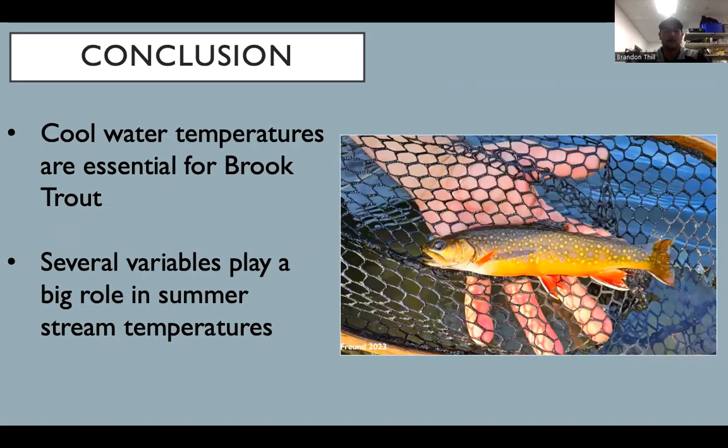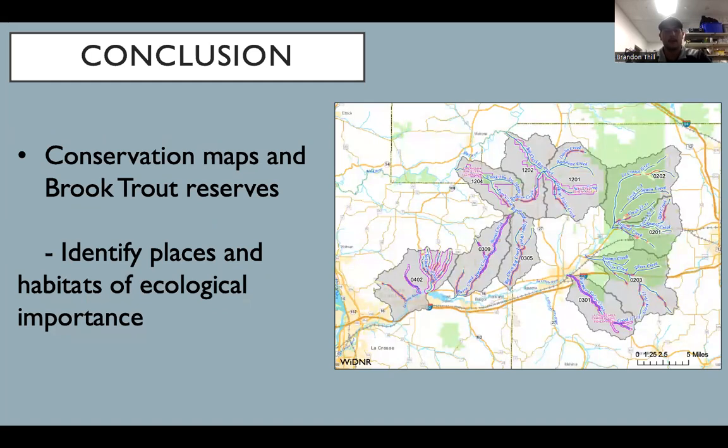Cool water temperatures are essential for brook trout. They need them to thrive and to survive. And there are several variables that are playing quite a big role in the temperatures that we have observed. But through things like conservation maps and even brook trout reserves, we can identify places and habitats of ecological importance to help conserve and protect this species for generations to come. And that's about it. Thank you.